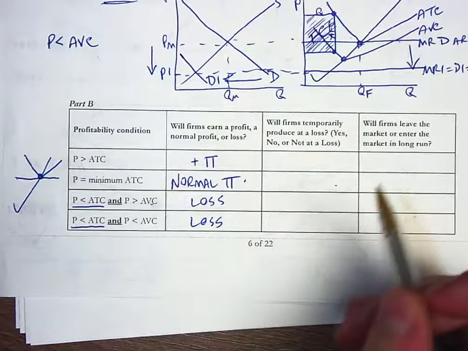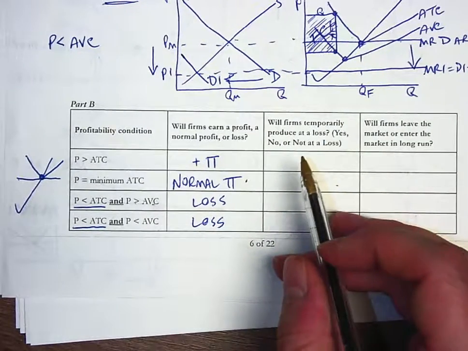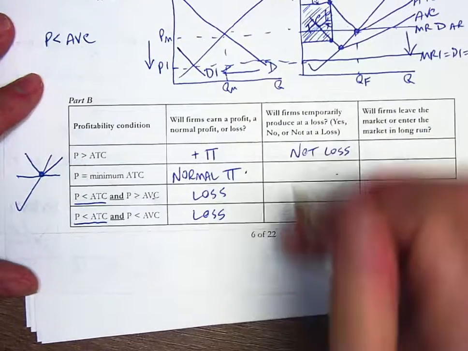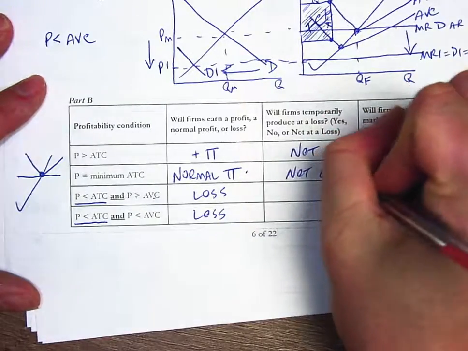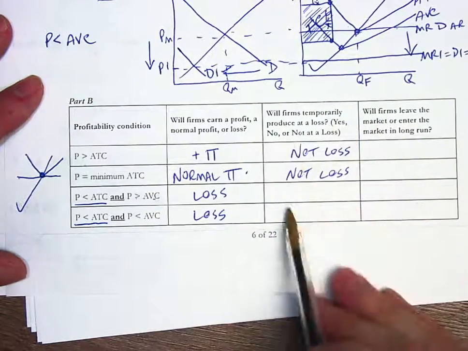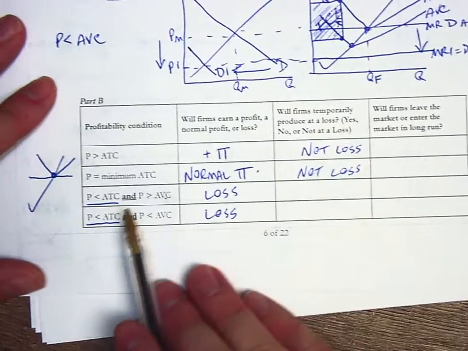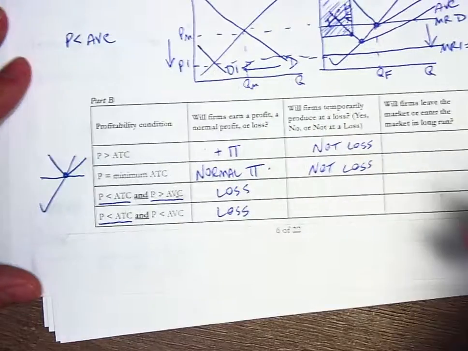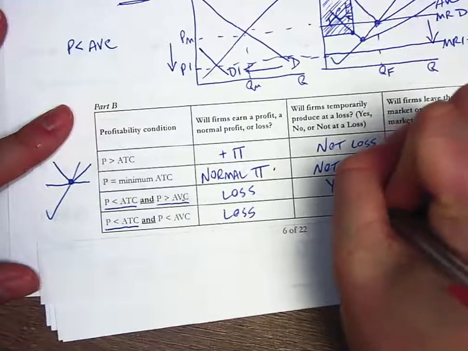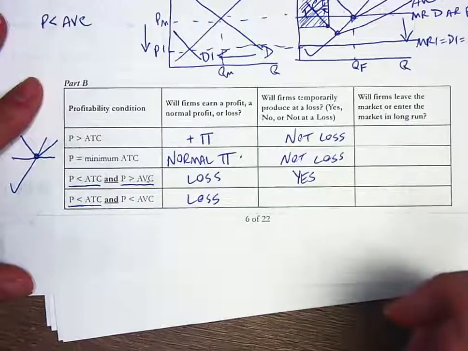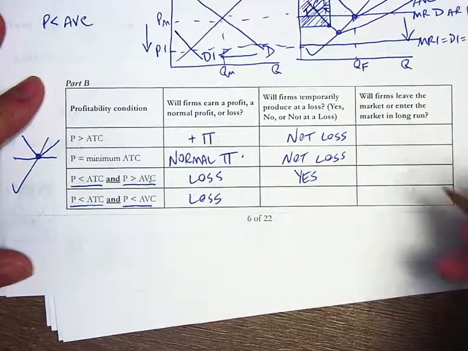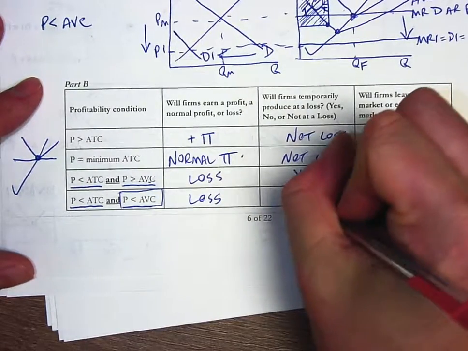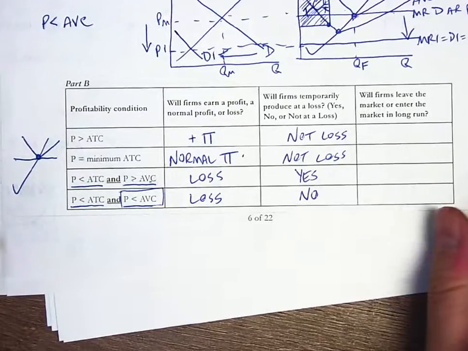So now, will firms temporarily produce at a loss? Well, the first one, they're not at a loss. They're earning a profit. Second one, not at a loss. Okay? And here, yes and no, these are at a loss. Will they temporarily produce? If the price is greater than AVC, that's this part, price is greater than AVC, they will produce. They will operate at the loss. And this one, in the short run, if the price falls below AVC, that's called the shutdown rule, then no, they will shut down. It's temporarily, right?